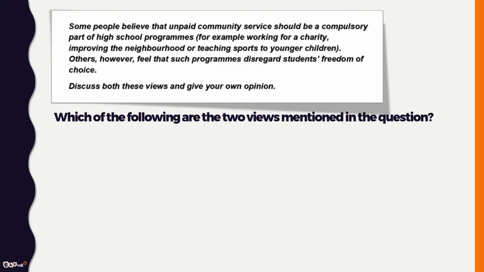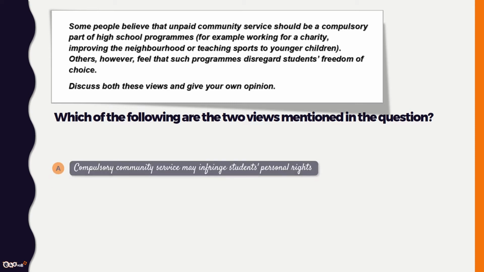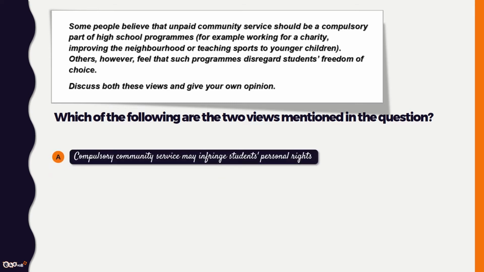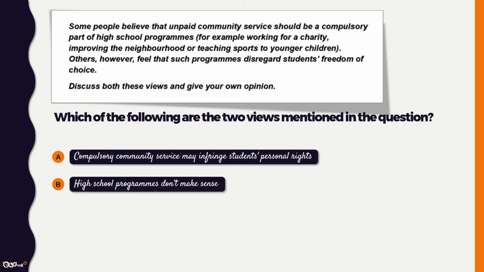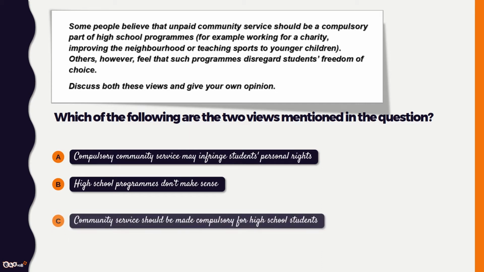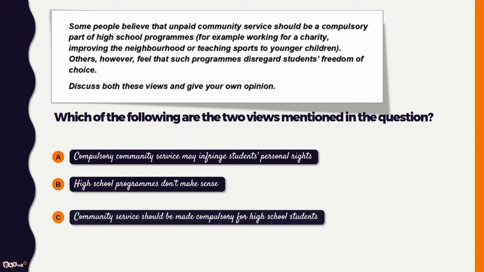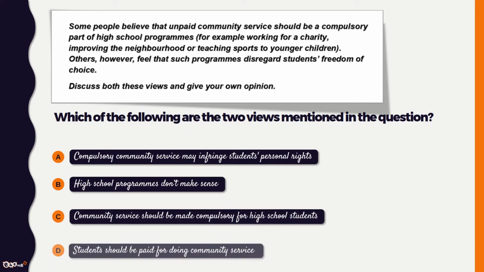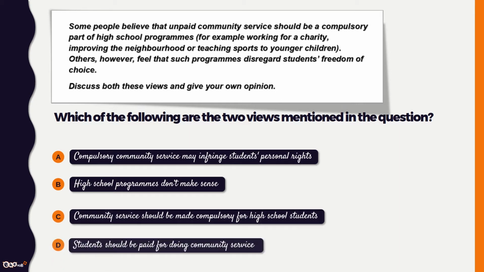Now, it's the same question, and you will see some options. Which of the following are the two views mentioned in the question? Exact same question. You read all the options. A. Compulsory community service may infringe students' personal rights. B. High school programs don't make sense. C. Community service should be compulsory for high school students. And the last one, D. Students should be paid for doing community service. So which of the four views are mentioned right in the question itself?